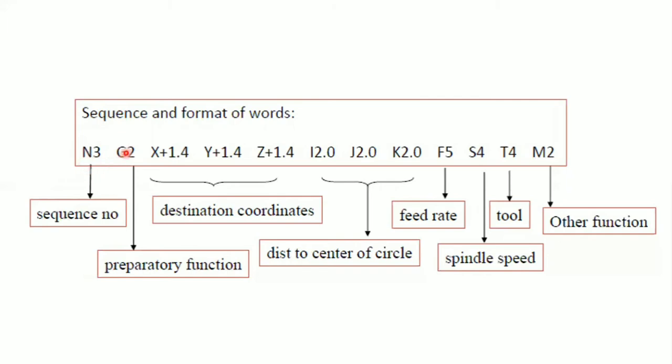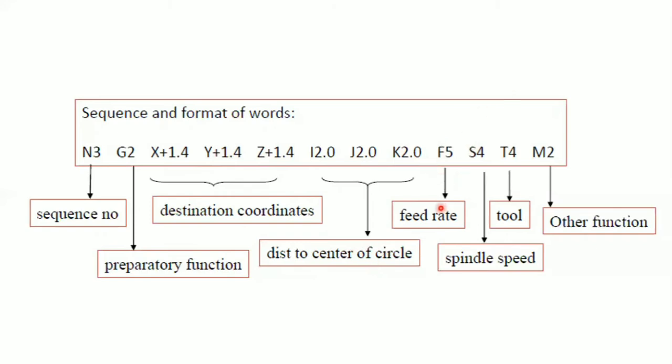Then G2, that means it shows the preparatory function. Now here you can see X 1.4, Y 1.4, Z 1.4. These are the destination coordinates. The value of the X coordinate is 1.4, the value of the Y coordinate is 1.4, and the value of the Z coordinate is 1.4. Then here you can see I, J and K. They show the distance to the center of the circle for circular interpolation.